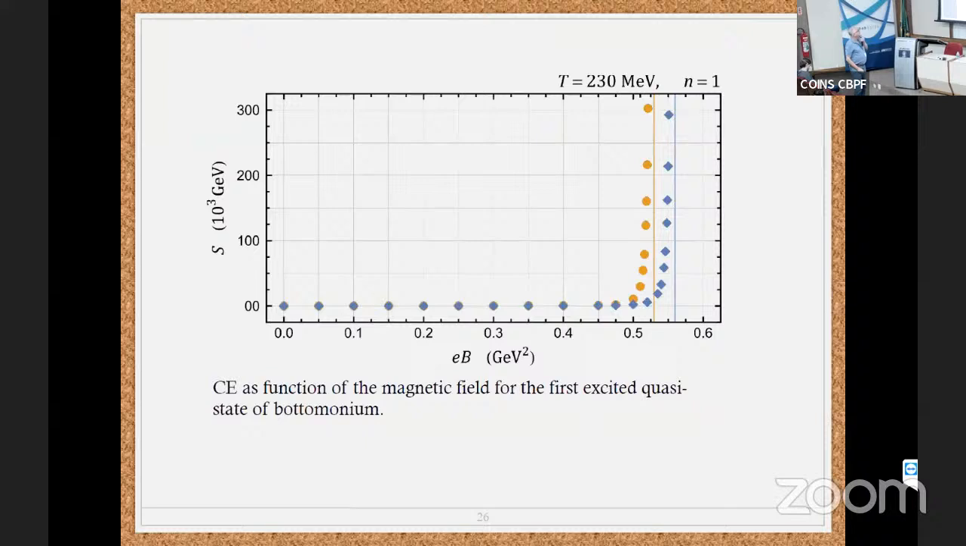The same thing happens also for the magnetic field. If you increase the magnetic field at a fixed temperature, we also found that it depends on the direction of the field related to polarization. But for some value of the magnetic field, for the first excited quasi-state of bottomonium, the configuration entropy explodes. So there is no more configuration entropy. Why? Because there is no more particle.